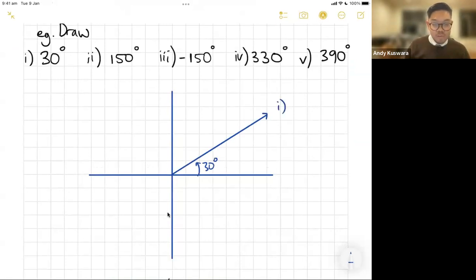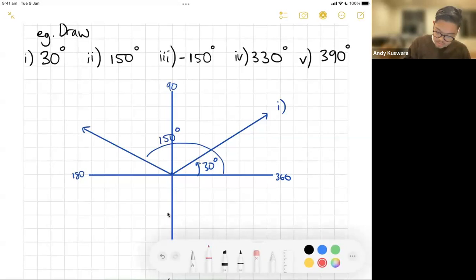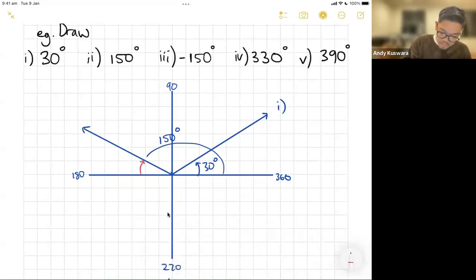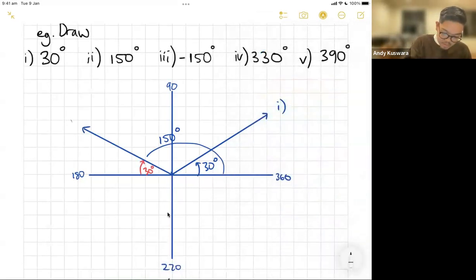Okay. If I was to draw 150, that means I'm going to go all the way. This would be 90, this would be 180, this would be 270, and this would be 360. Now looking at that, that there would be 150 degrees. Or in other words, because we know that 180 degrees makes up a whole straight line, that little gap there is 30 degrees. That's how we would draw 150 degrees, part two.